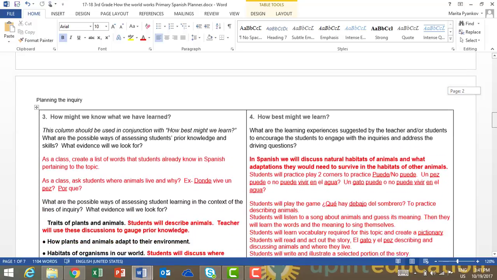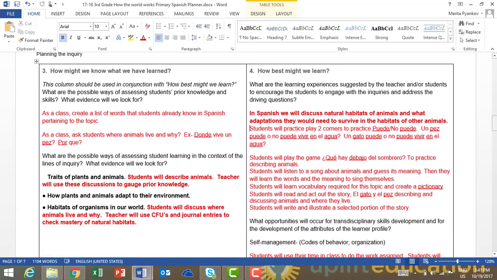Coming down to box 3. Box 3 is where we put down first, how best might we learn, and how will we see what students already know. So I've written a couple of ways that we can do that through class discussion. We could do that through creating lists and talking about things that we already know how to say.